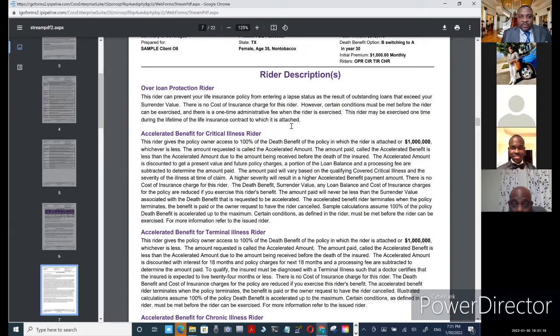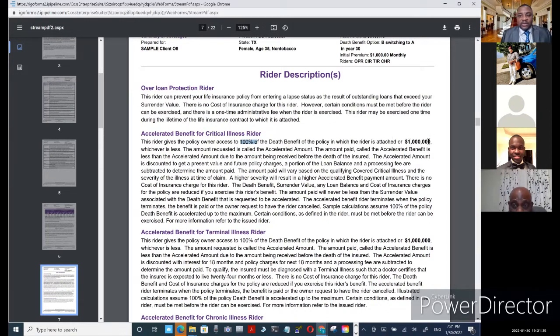But you have to make sure you talk with your agent and follow his guidance. You could also accelerate up to 100% of your death benefit in case of a critical illness, and it's capped at 1 million. 100% of the money.